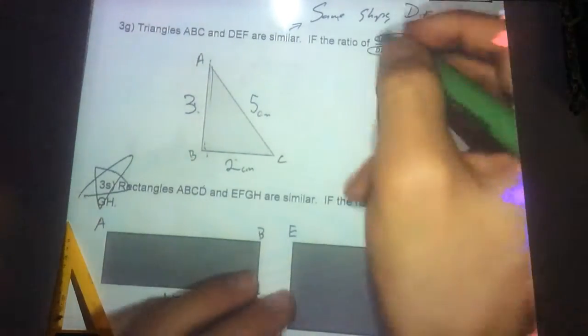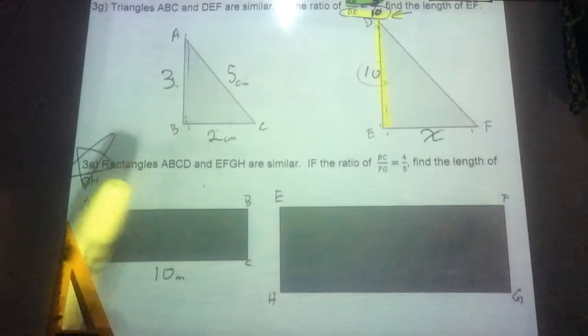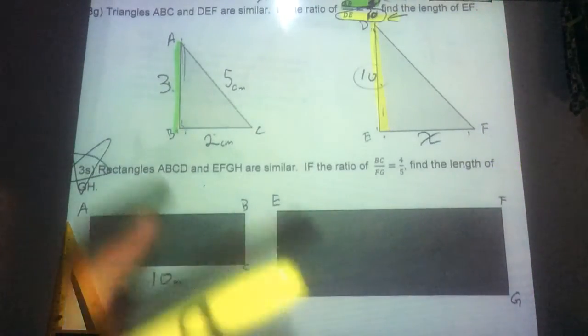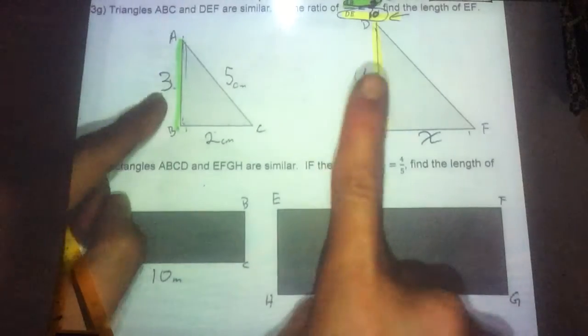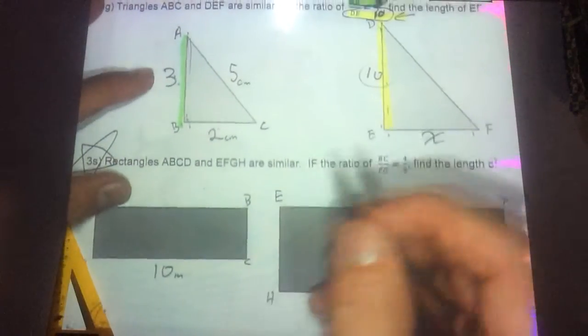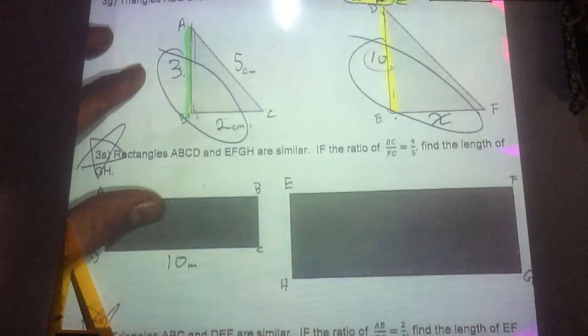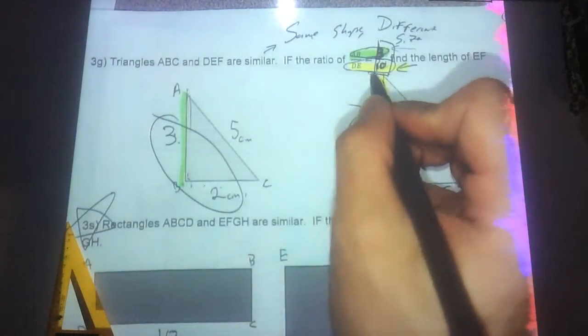I'll even make these green, and I'll make the DE 10. Maybe I should have made them the same color because they're the corresponding sides. But 3 and 10, now once I have this, I can set up a proportion using these here. Oops, sorry, it's getting cut off. I can use this proportion right here.